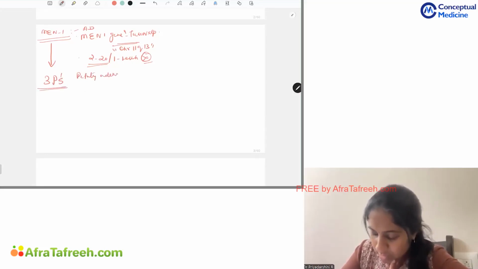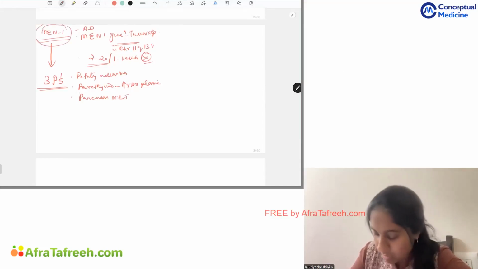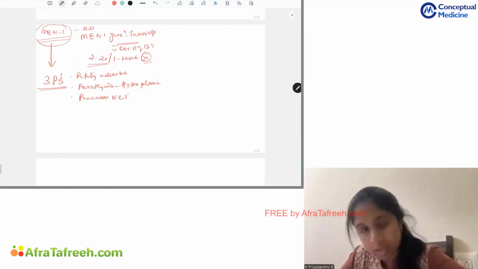The second P is parathyroid hyperparathyroidism. It could be a hyperplasia; most probably it would be a hyperplasia only. And the third thing is pancreatic neuroendocrine tumor. So in MEN1 syndrome, always remember the three P's: pituitary adenoma, parathyroid, and pancreatic neuroendocrine tumor.